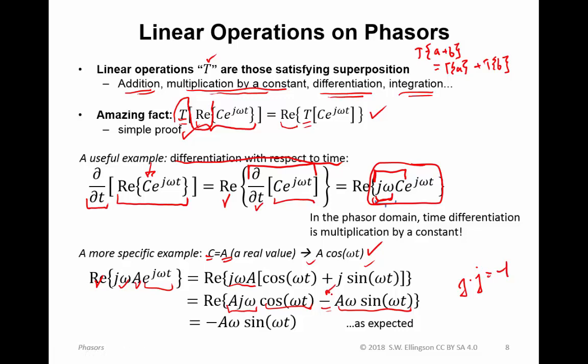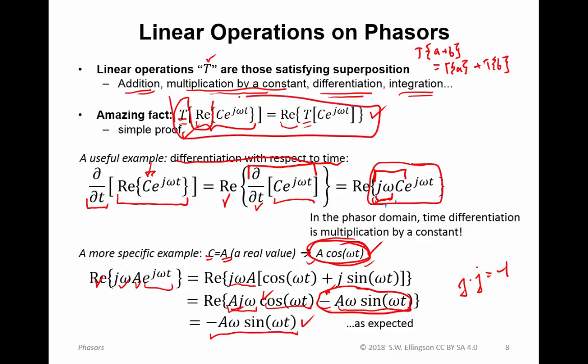So now if I take the real part, that's this thing here. This is the real part. This is imaginary valued because of the j. So the result is minus A omega sine omega t. Well, this is what we expected. This is the time derivative of A cosine omega t. The time derivative of A cosine omega t is minus A omega sine omega t. So this all checks. This confirms that I can, in fact, do these operations in any order.